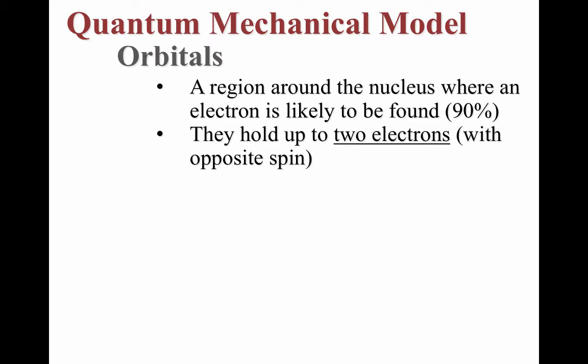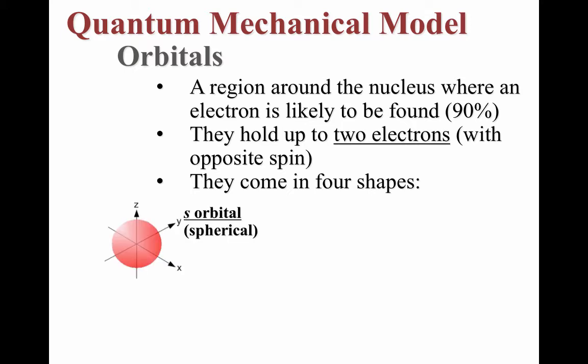A couple other things that we need to understand about orbitals. First of all, they can hold a maximum of 2 electrons, but these electrons, if they're in an orbital, have opposite spin. And secondly, these orbitals come in 4 distinct shapes, and you ought to know about the shapes. The first one makes a lot of sense. It's called an s orbital, and it's spherical in shape. So the spherical orbital is the s orbital.